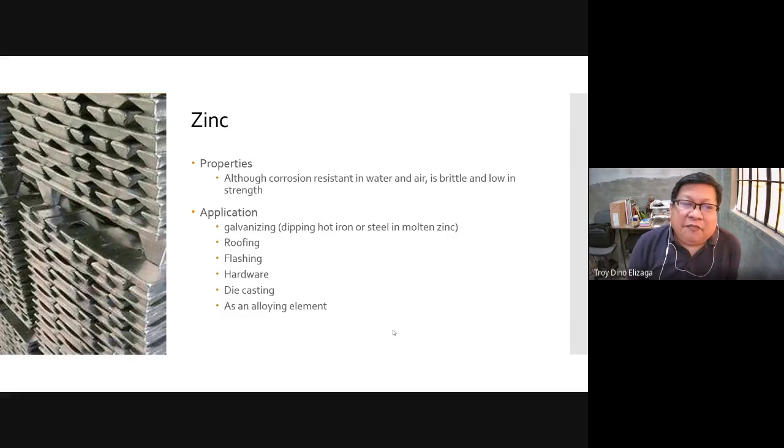Zinc, on its own, is not used in construction. They are normally mixed with other metals, part of an alloy, especially in galvanized iron sheets that are roofing, so they're zinc plated. Most of these, for example, roofing, flashing, so galvanizing. So this is the most popular roofing now. It's because it's not expensive.